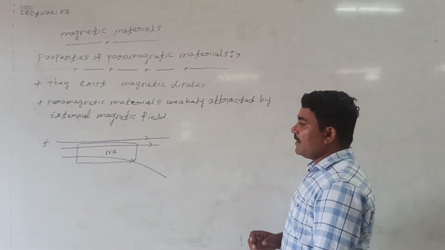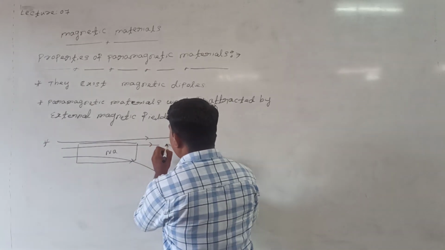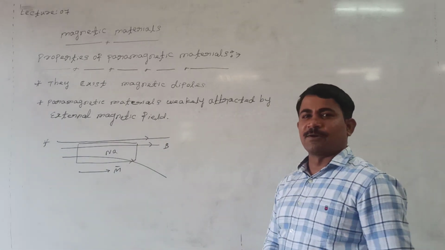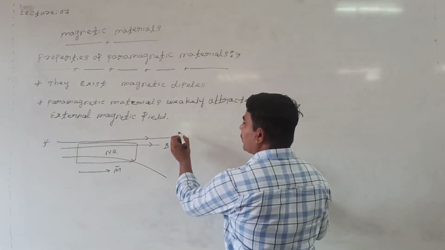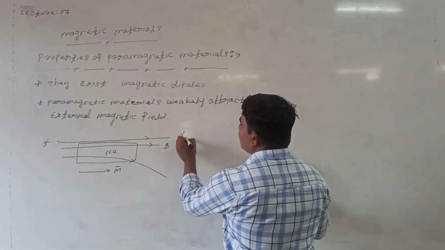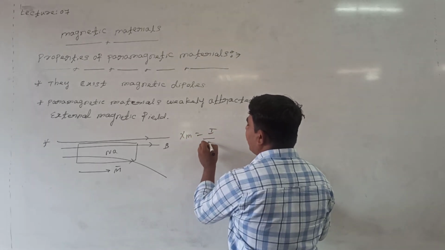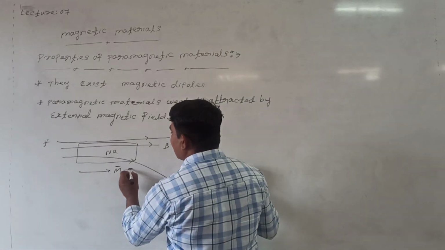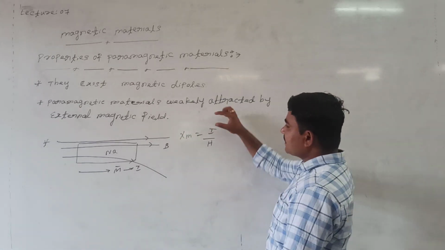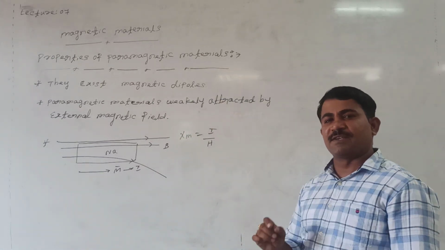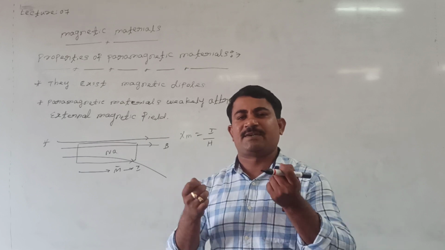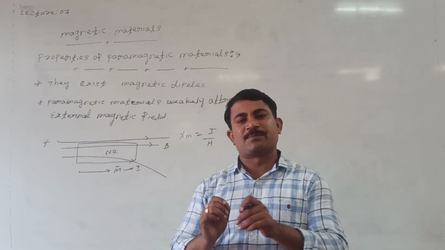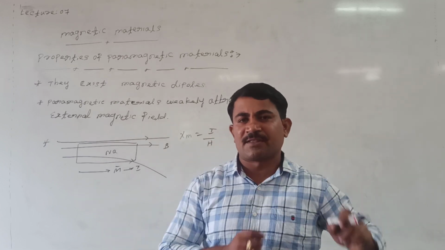I mean, it gets magnetized along the direction of the applied magnetic field, like this. Right or wrong? Already we know the relation: Xm is equal to I divided by H. It gets magnetized along the direction of the applied field, and this magnetization is slightly more. I mean, the ability of this material to allow magnetic field lines to pass through is more. Its magnetic permeability is always greater than 1.